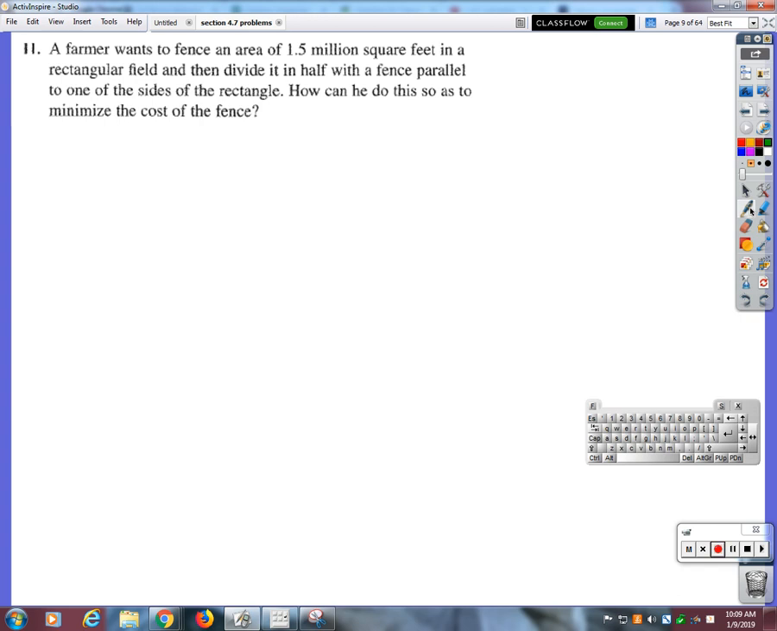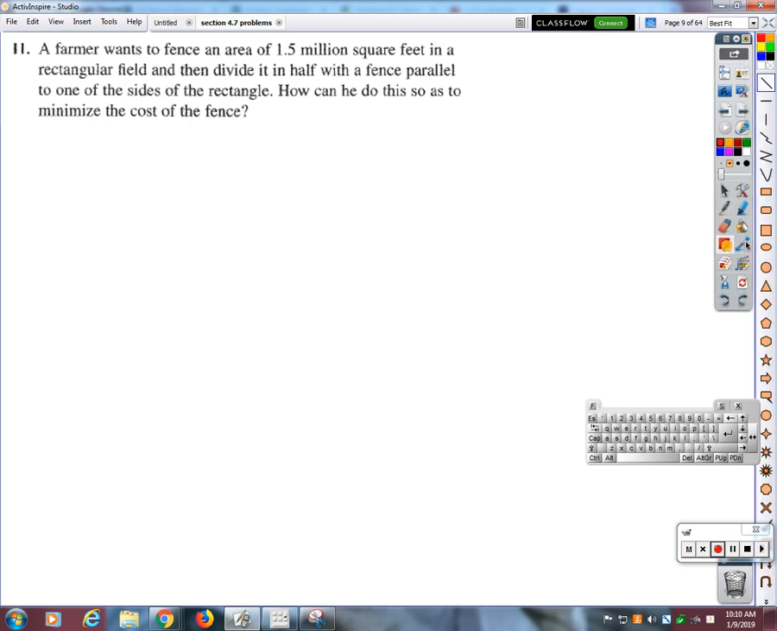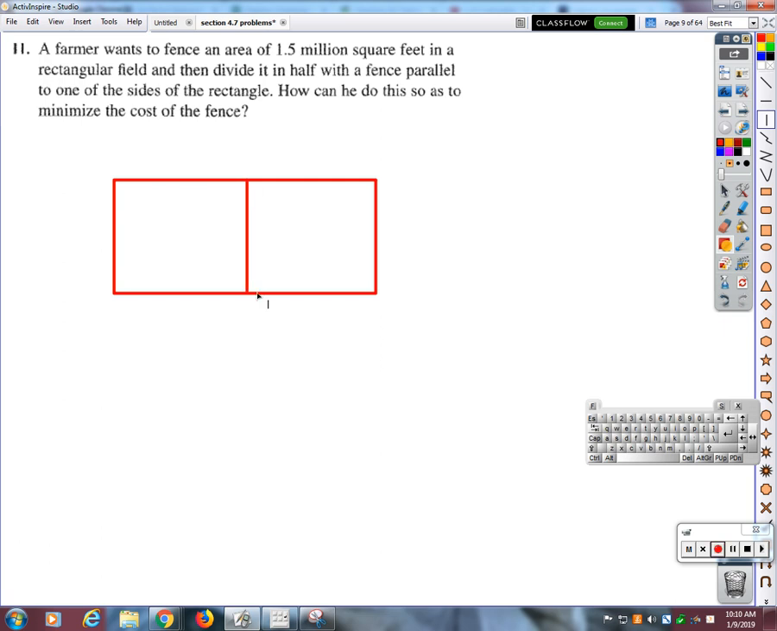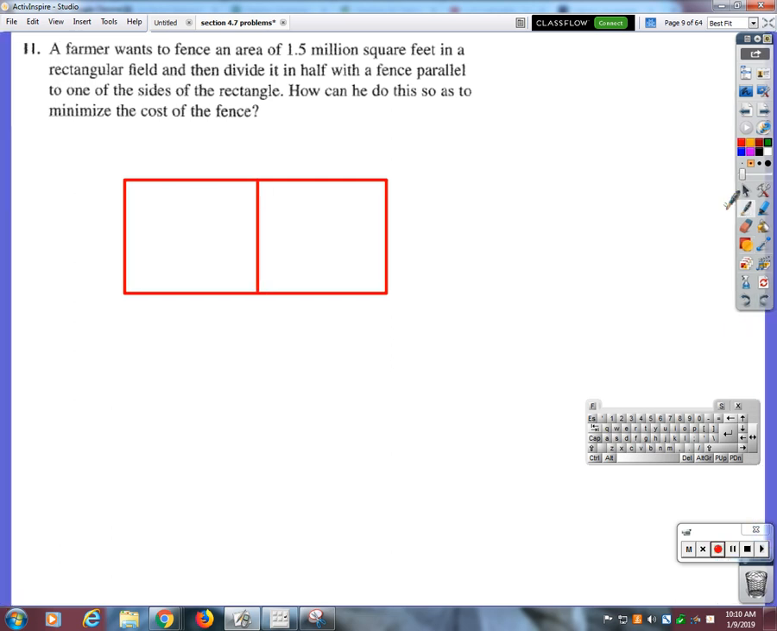And then divide it in half with a fence parallel to one of the sides of the rectangle. How can he do this so as to minimize the cost of the fence? So the cost of the fence is going to be based on the what? The perimeter, right. So what we're trying to minimize is the perimeter. So that's the equation that we're going to end up taking the derivative of. But before we do that, let's label some sides.